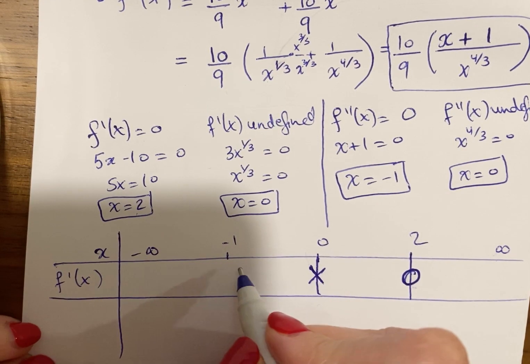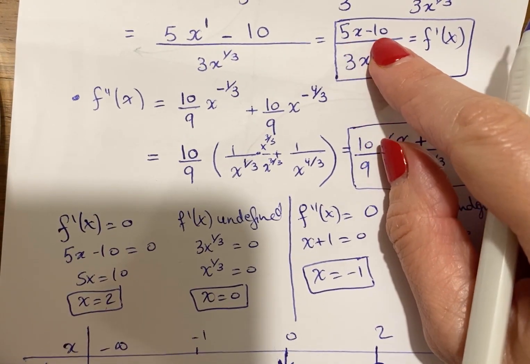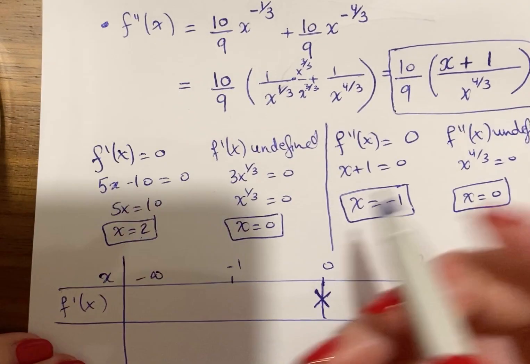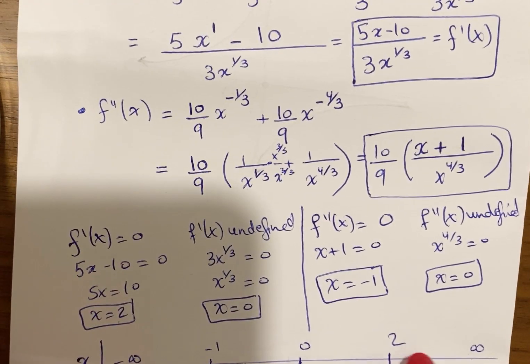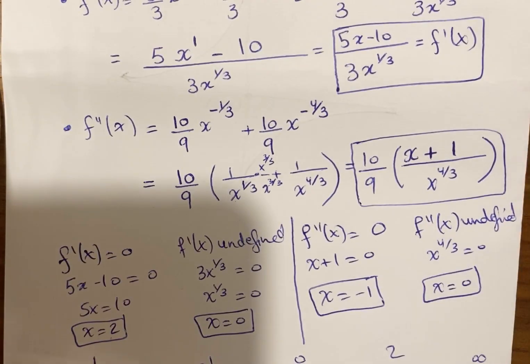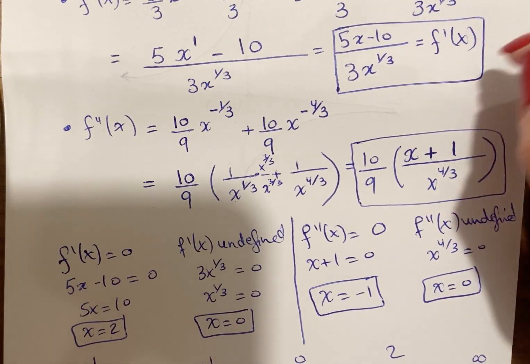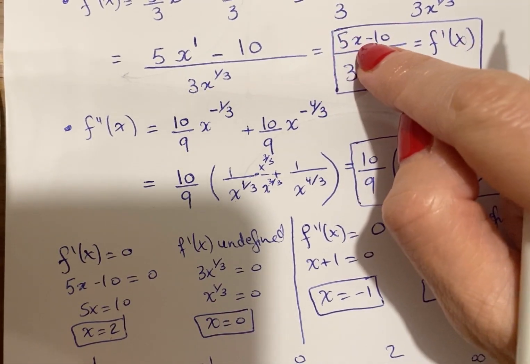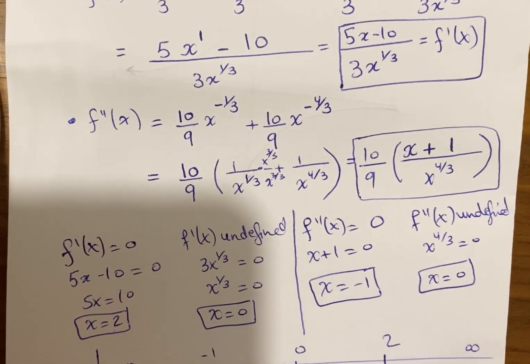So now before 0, I choose minus 1. I substitute it here. I get minus 5 minus 10, minus 15, negative. Cube root of minus 1, negative. Negative over negative, positive. Between 0 and 2, I choose 1. I get minus 5 over 3, negative. Between 2 and above, I choose, for example, 8, because I know its cube root. 5 times 8, 40, minus 10, 30, over 6, positive.